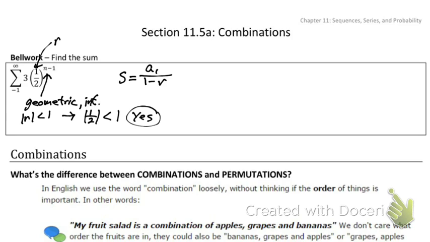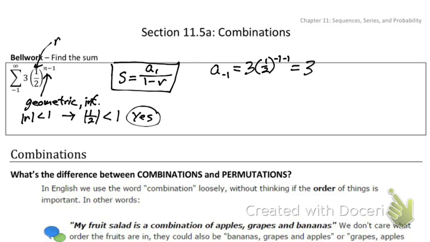R is 1/2. That isn't the hard one in this one. The hard part is you actually don't have an a sub 1 as being your first term. Your first term is actually plugging a -1 in. So this right here is when I plug a -1 in. Your first term is when you plug a -1 in. So in order to get this going, the first thing you need to do is find a sub -1 as your first term. So that means we're plugging a -1 in for that n. So we're going to have 3 times 1/2 to the -1 minus 1.